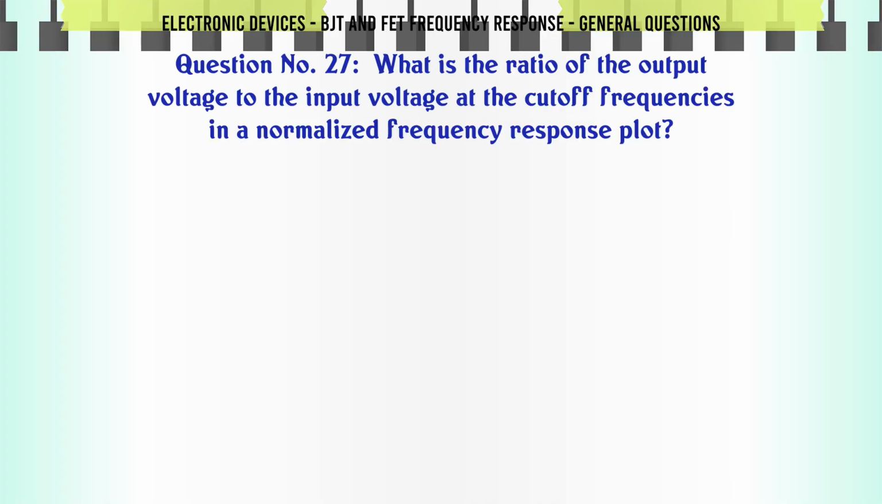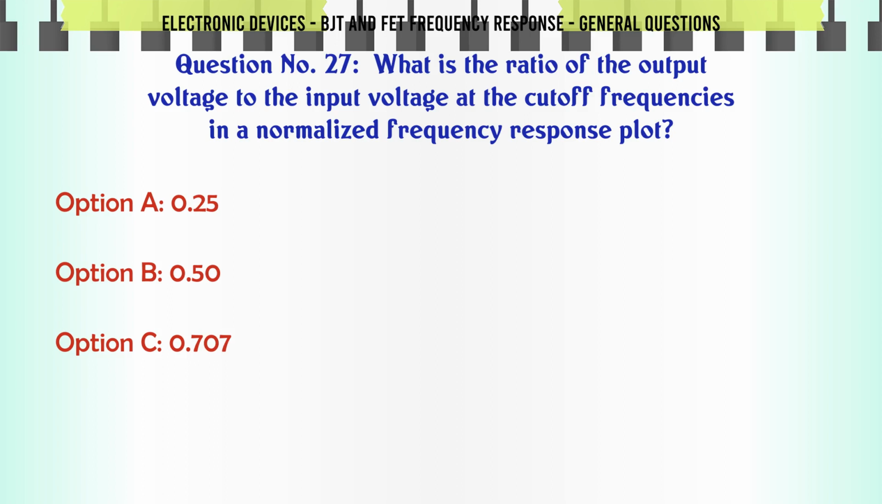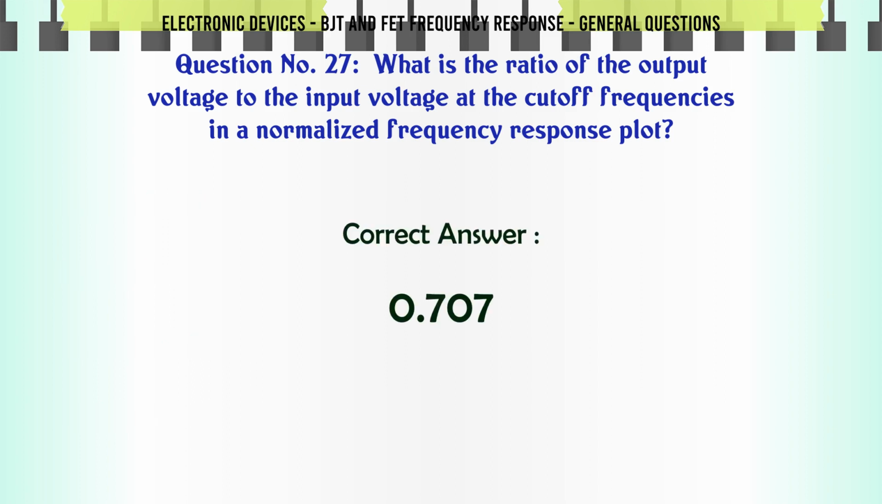What is the ratio of the output voltage to the input voltage at the cutoff frequencies in a normalized frequency response plot? A. 0.25, B. 0.50, C. 0.707, D. 1. The correct answer is 0.707.